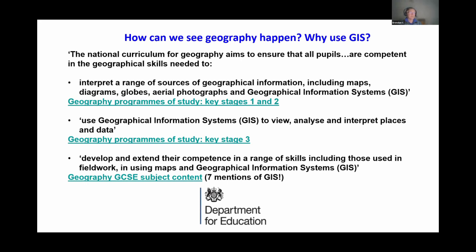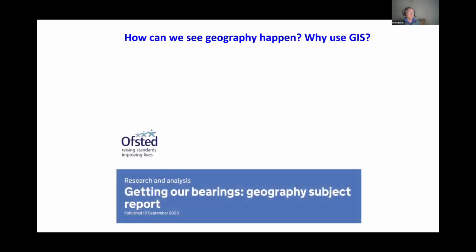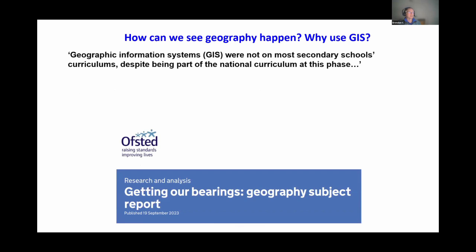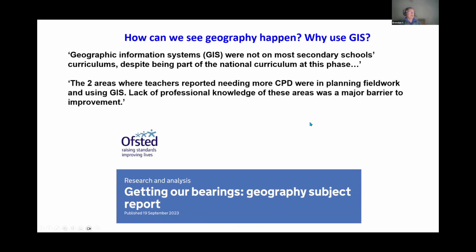And yet we have seen with the Bearings report last year, there's a lot of concern that maybe GIS isn't happening quite as well as it should. So in Bearings last year, we had comments like this: geographical information systems were not on most secondary schools' curriculums, despite being part of the national curriculum at this phase. And the 2 areas where teachers reported needing more CPD were in planning fieldwork and using GIS. Lack of professional knowledge of these areas is a major barrier to improvement.